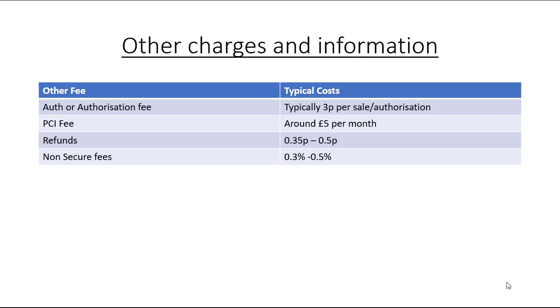The PCI DSS fee is charged to keep card information secure on behalf of the customer. It normally costs around £5 a month, and most providers will have this on their statement. Refunds are exactly what they sound like and cost 35 to 50 pence. Lastly, you have non-secure fees. This is a sneaky charge some providers will tag onto the transaction charges.